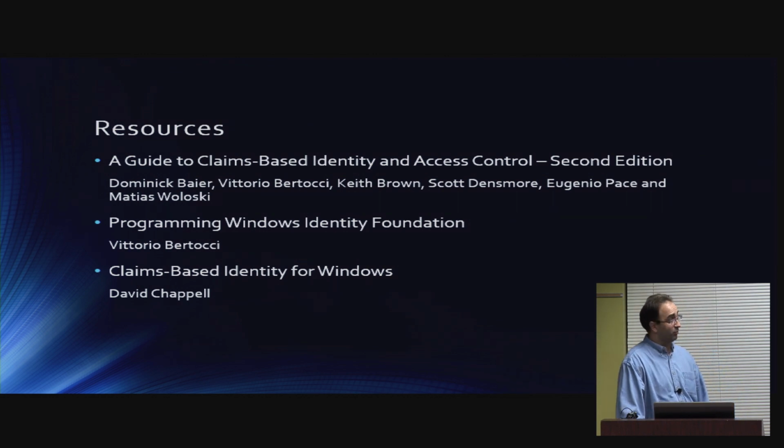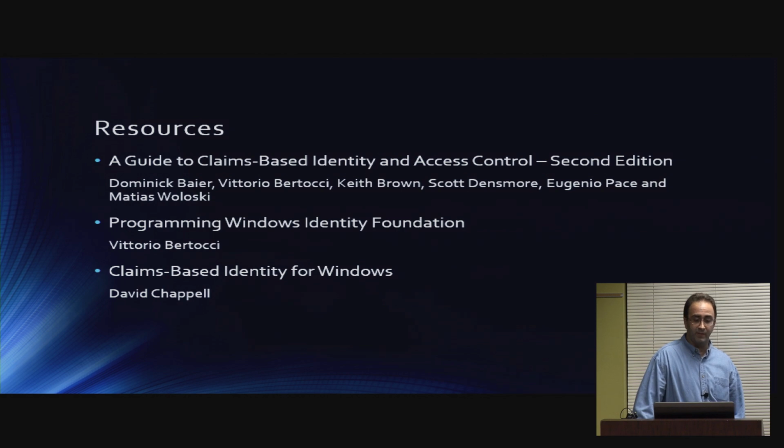Just as a side, some of the resources that I tend to go to, if you're interested, a couple of these are books and one of them is a white paper. There's a guide to claims-based identity and access control. It's a second edition. It's a little old, but it has a lot of good information in it. You can see the list of authors that are in there. These guys are all gentlemen that know an awful lot about this topic. So it's a very good book and still a good go-to book.